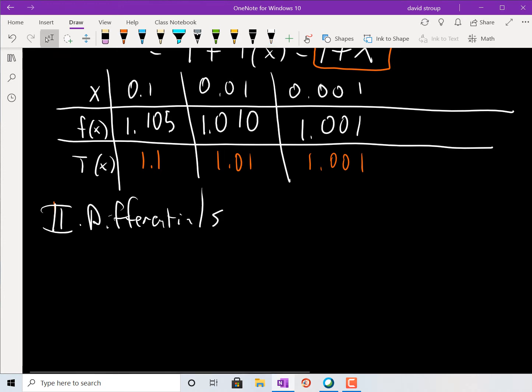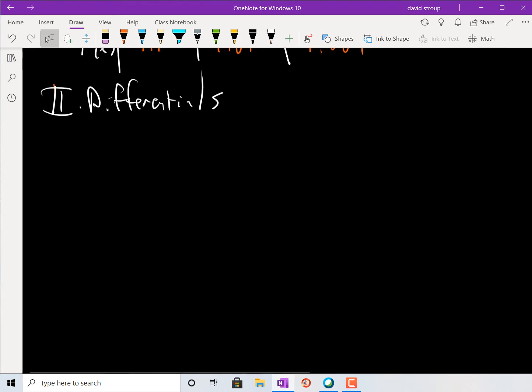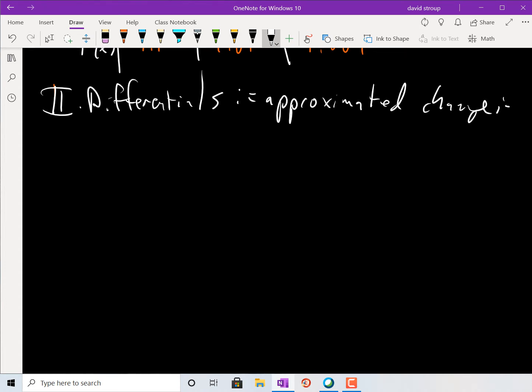Basically, a differential is the top part of your derivative. So you have change in y over change in x. We're interested just in the change in y as we go from x to x plus delta x. So a differential is the approximate, or the approximated change in height, which is delta y.